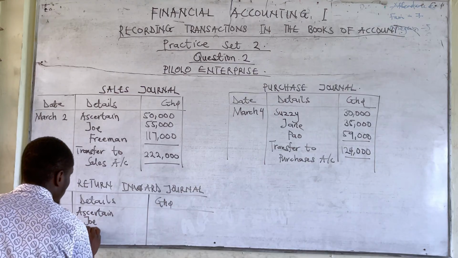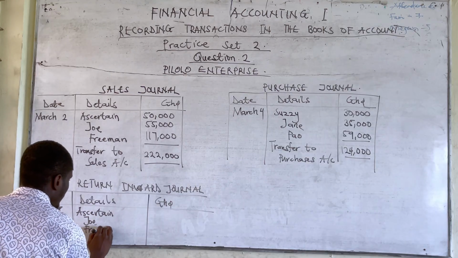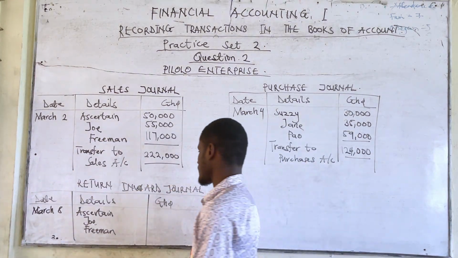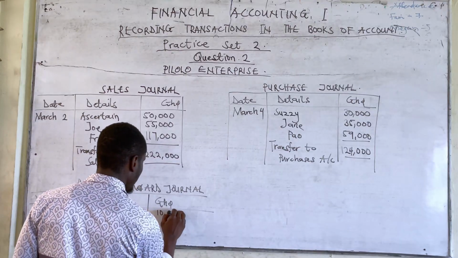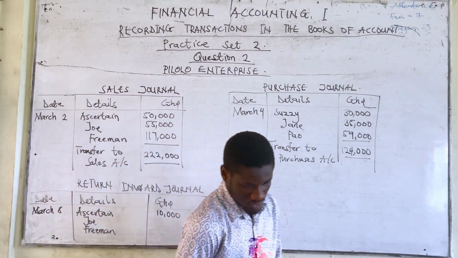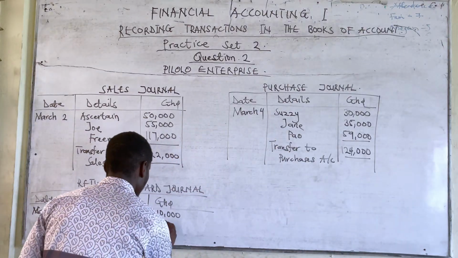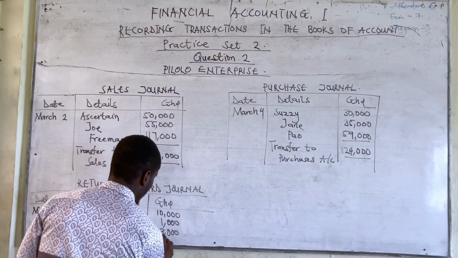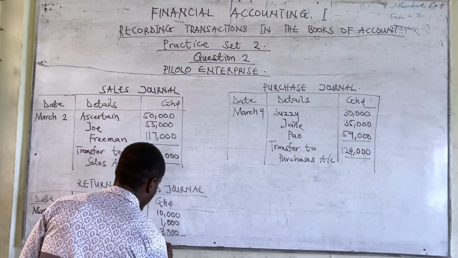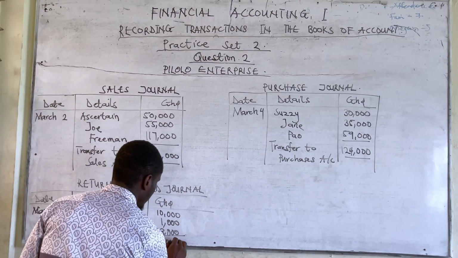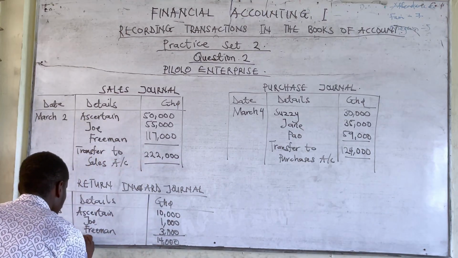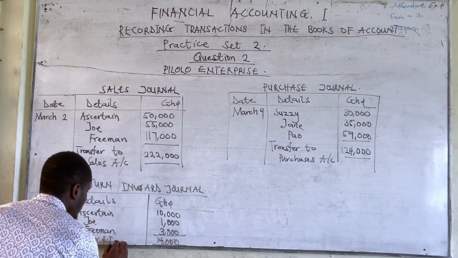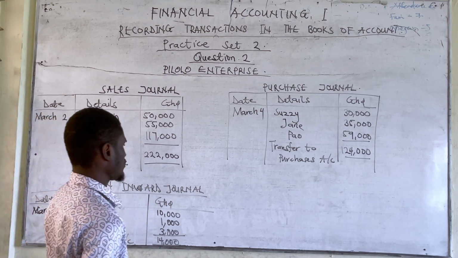Ascertain, Joe, and Freeman. Ascertain here was 10,000, then Joe here was 1,000, then Freeman here was 3,000. Okay, so together we are getting 14,000. So this one is going to be transferred to what? The returns inwards account. Good.